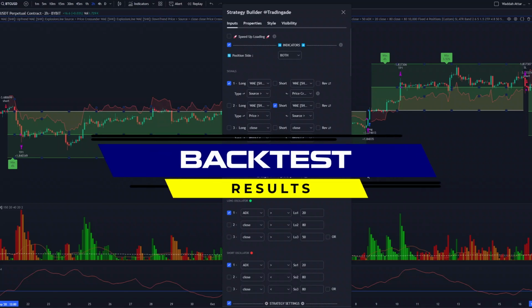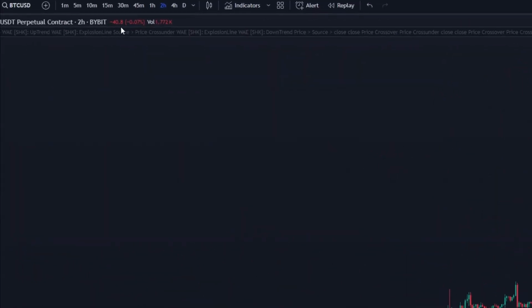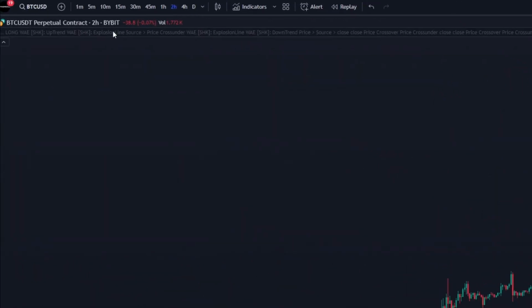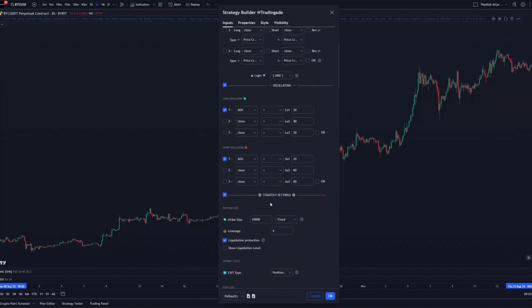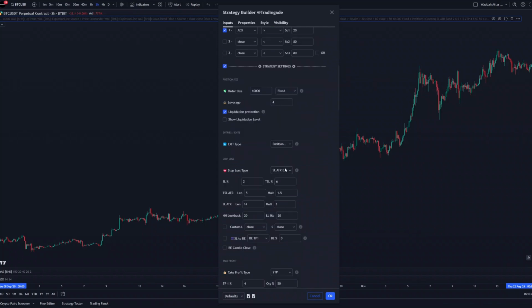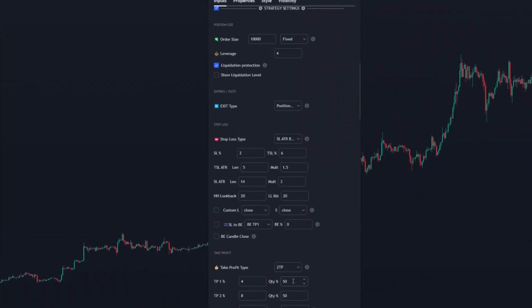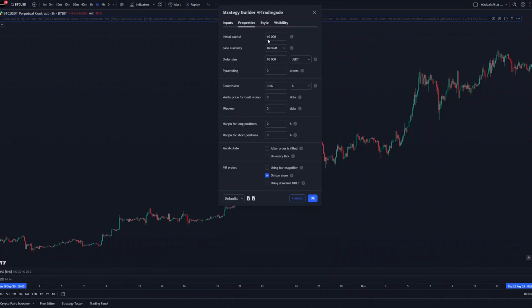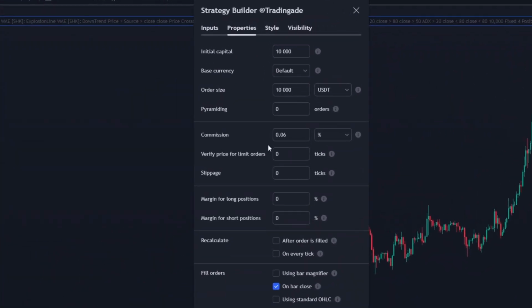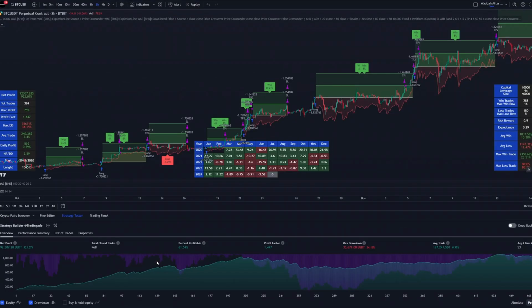Now let's jump into the backtest results. We are on the BTC USDT 2-hour time frame on the Bybit exchange. We are going only long, $10,000 with a fixed amount, 4x leverage. Stop loss type is stop loss ATR bands, with an ATR length of 14 and a multiplier of 3. Take profit is double take profit, first take profit 4% with 50% quantity, second take profit 8% with 50% quantity. Initial capital $10,000 and 0.06% commission. And as you can see guys, we have a pretty good equity line.